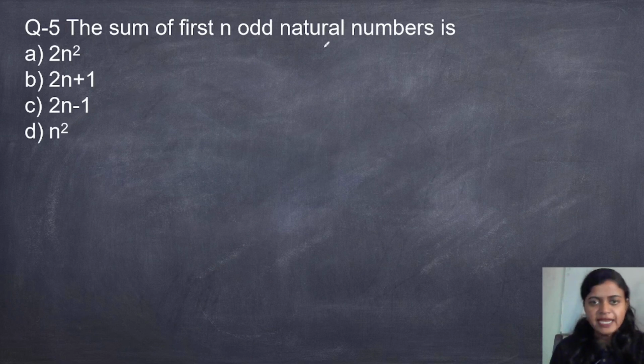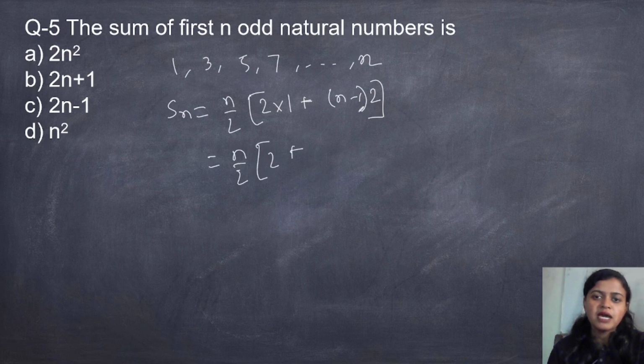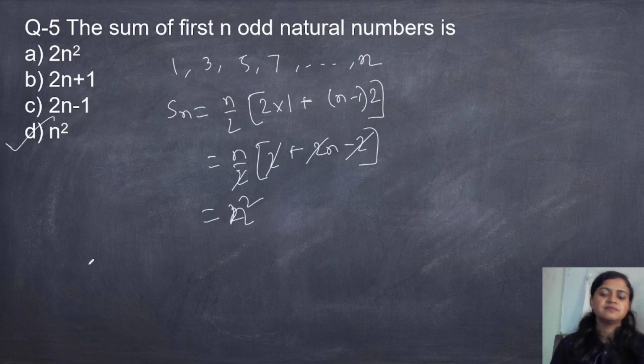Next, the sum of the first n odd natural numbers is what? The odd natural numbers are 1, 3, 5, 7 and so on up to n terms. So Sn equals n by 2 into 2a plus n minus 1 into d. Here a is 1 and d is 2. So n by 2 into 2 plus 2n minus 2. The 2 cancels out, so we get n squared. So this is the answer here.